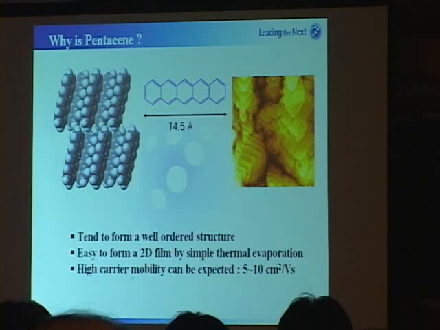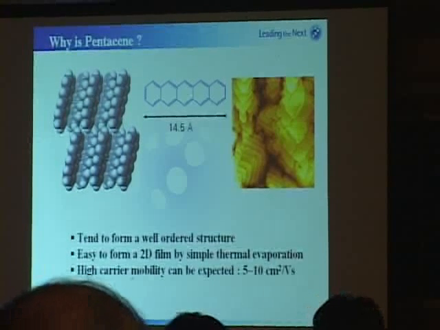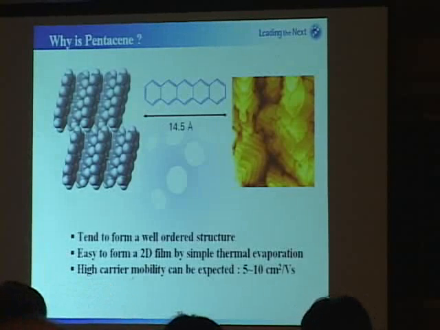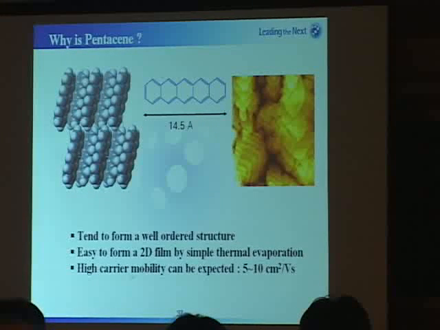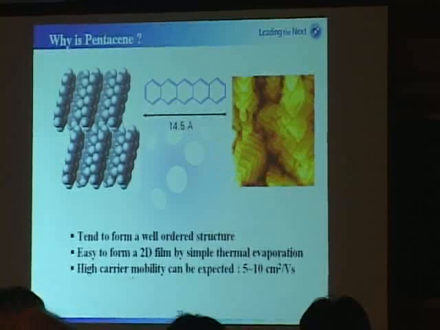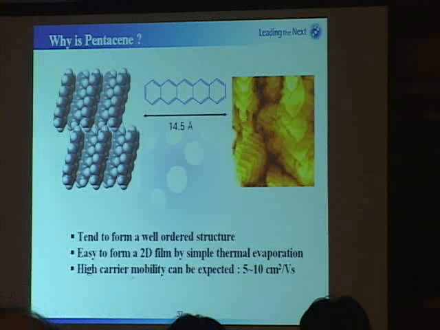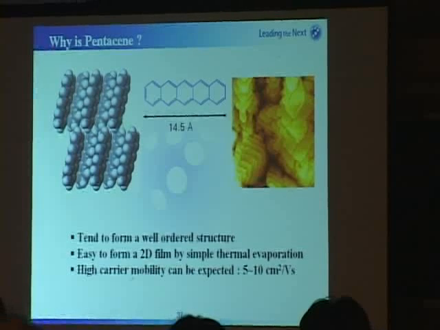Pentacene is a conjugated molecule with a linear shape as shown in these pictures. Then pentacene tends to form well-ordered structures and easily forms a two-dimensional film by simple thermal evaporation, as shown in these pictures. This is a pentacene crystal domain. This microcrystal is formed by accumulating the two-dimensional films vertically. Then high carrier mobility can be expected. Next.